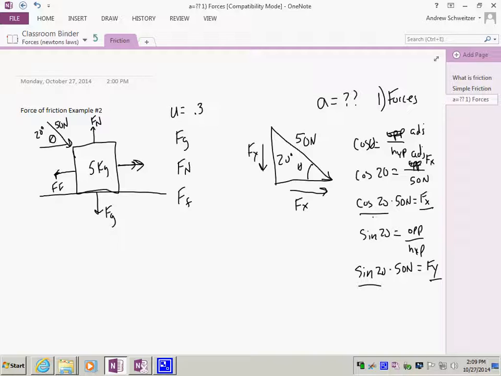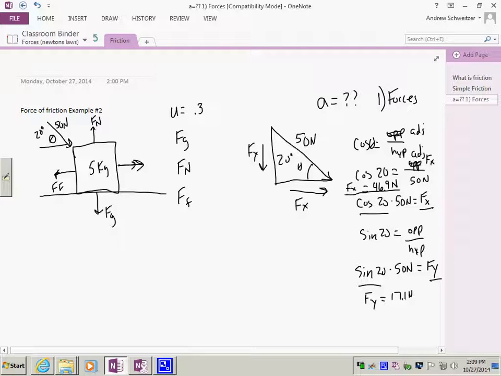Okay, so the cosine in this here is equal to 46, let's go 0.9 newtons. And of course, if you would like to make this 47, it just depends on how tight you're being asked to make the numbers. And then the sine of 20 times 50 equals 17.1. So in this case, the force in the y direction is 17.1 newtons.